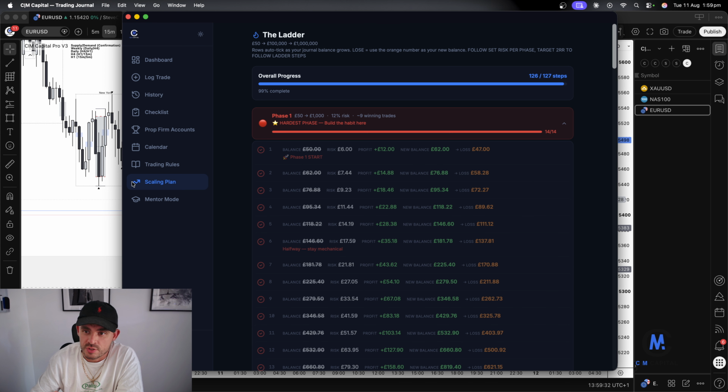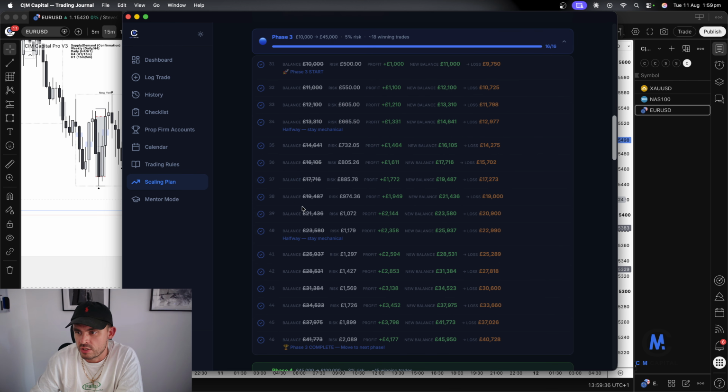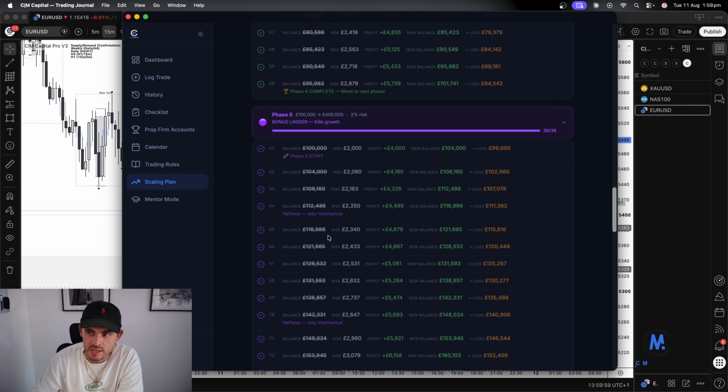you can go to the scaling plan and, say you've got 20 grand, you've got £19,000 here. You can actually follow this schedule or scaling plan to help you grow your account. It will keep you in line with your rules, and it will tell you, look, risk 5% to get to the next phase, and it tells you what profit you're going to make, and so on, and it automatically ticks off as you make profit.